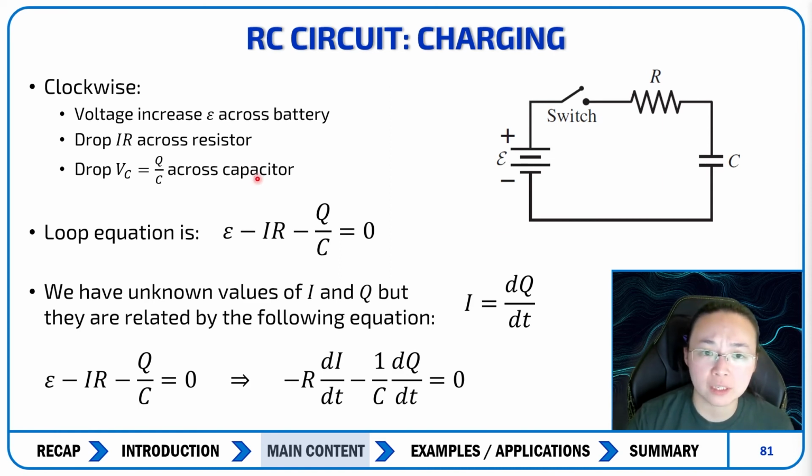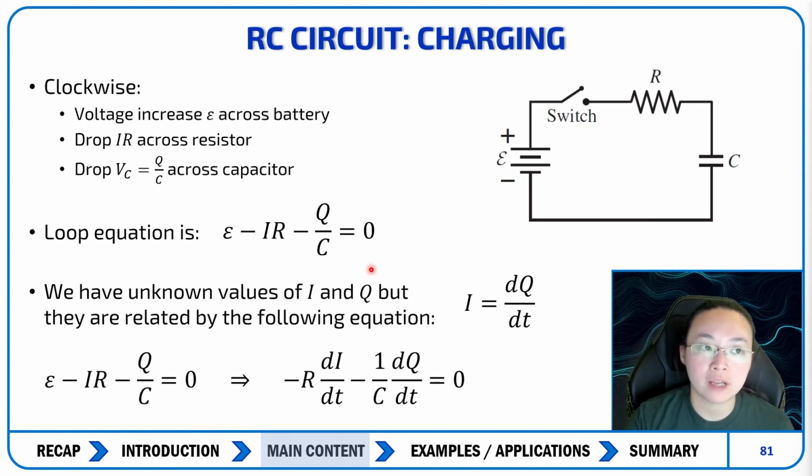So we're going to take a look at this circuit in a clockwise fashion. Starting from here, there is a voltage increase of epsilon across the battery, then it's going to drop by a magnitude of IR across the resistor, and then it's going to drop a further VC equals Q over C across the capacitor. So therefore, the loop equation is going to be epsilon minus IR minus Q over C equals 0. That's from Kirchhoff's loop law.